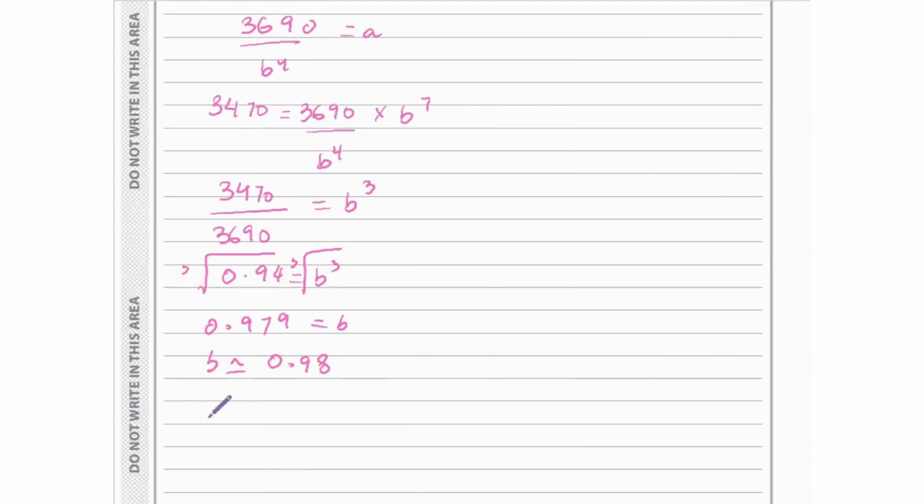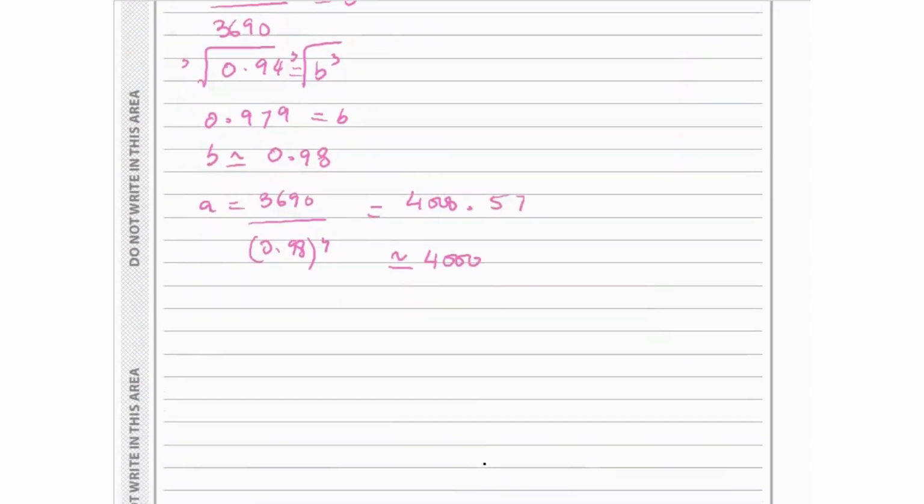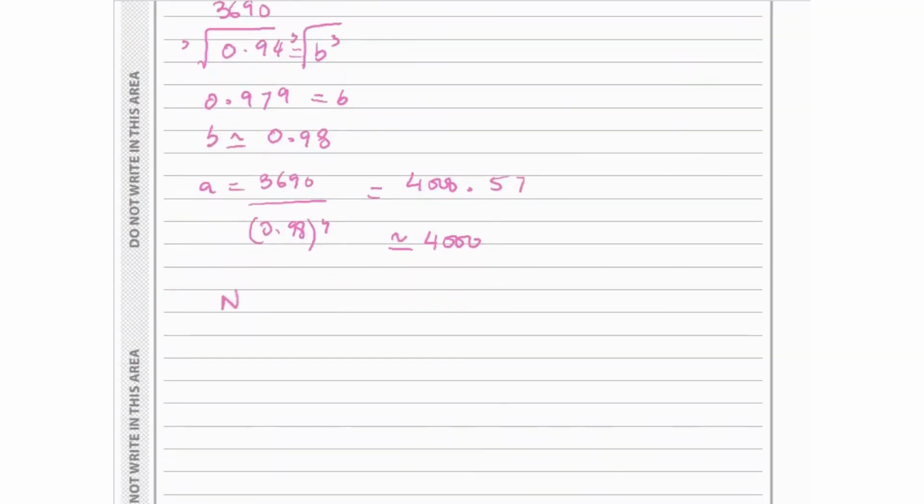That's b. Then for a, it's going to be 3,690 divided by 0.98 to the power of 4, and that gives us a value of 4,000.57. We need to correct to two significant figures, so that's going to be 4,000. So now to make the equation, it's going to be n equals 4,000 times 0.98 to the power of t. That's your equation for the model.